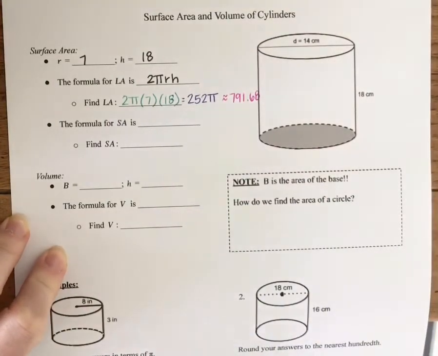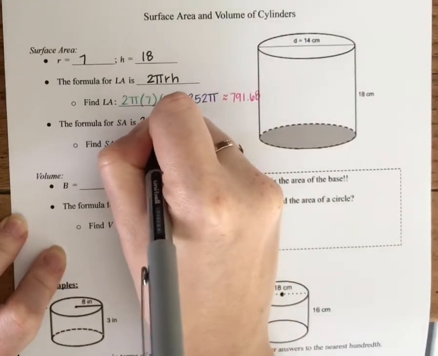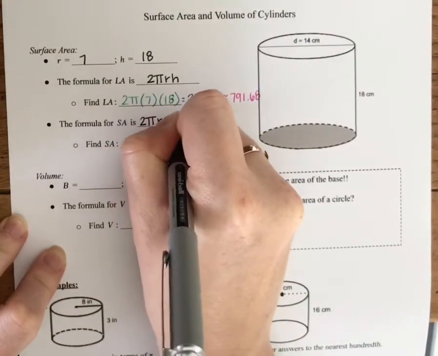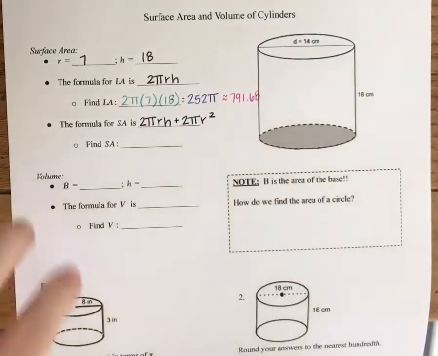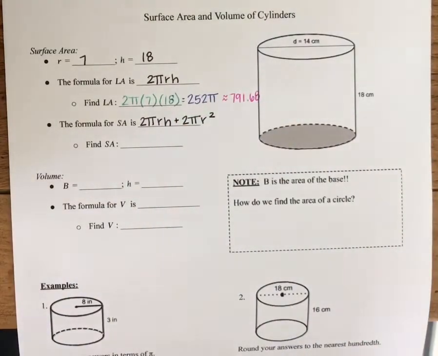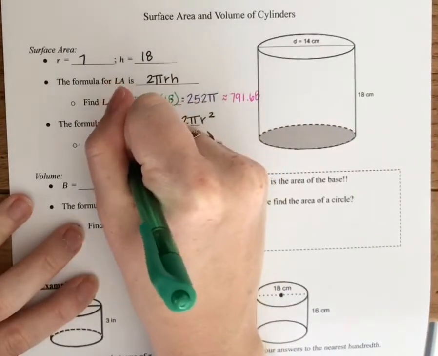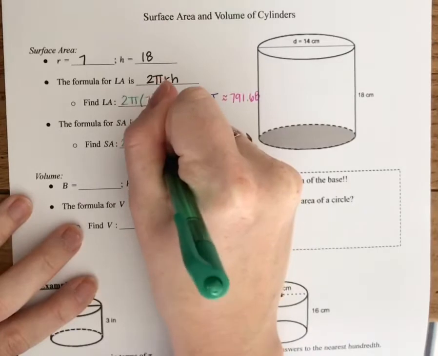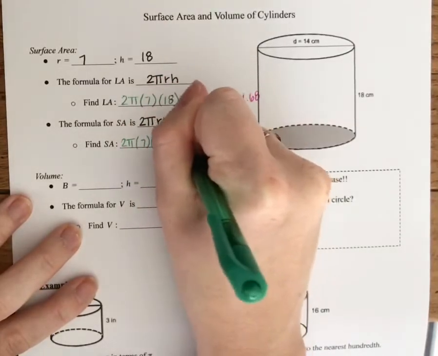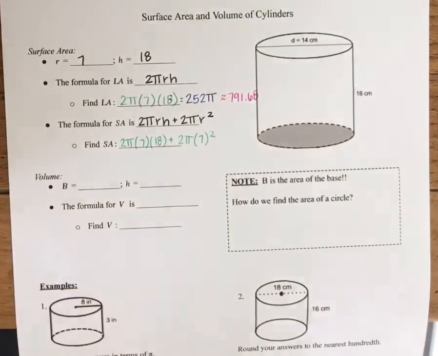All right, and then the formula for total surface area of a cylinder is 2 pi r h plus 2 pi r squared. I know that this seems like it's a long formula, but all you really need to know is two things and then plug it into the calculator. So 2 pi r h is 2 pi times 7 times 18 plus 2 pi times 7 squared.